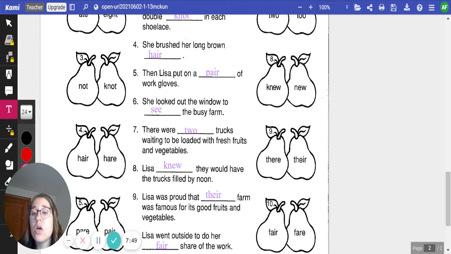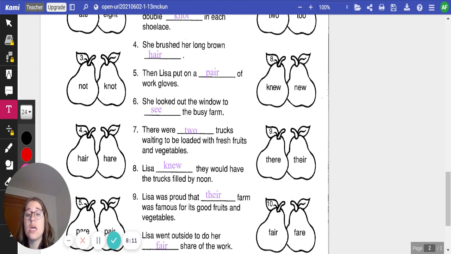Number 6, we have C-S-E-E. Remember, that was our example in the beginning of the lesson. This S-E-E means to look. The other one, S-E-A, means like the ocean. Number 7, we have two, spelled T-W-O. That is the number 2. T-O-O means also.